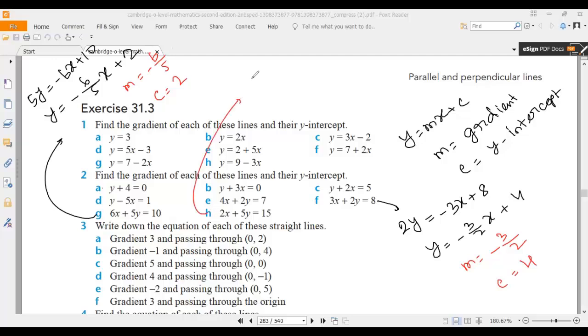H, the last one. So this equation can be expressed in that way, 5y equal to minus 2x plus 15. So what will be the value of y? Minus 2 by 5 x plus 15 by 5, which is 3. Then we can write the gradient m will be minus 2 by 5 and c, that means y-intercept will be 3. Okay, very simple. Now we'll start question number 3.